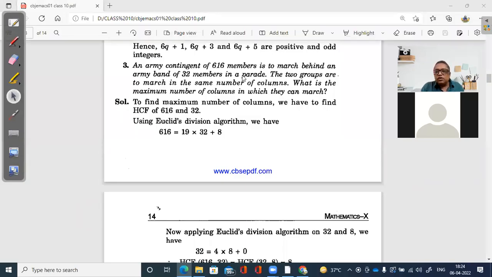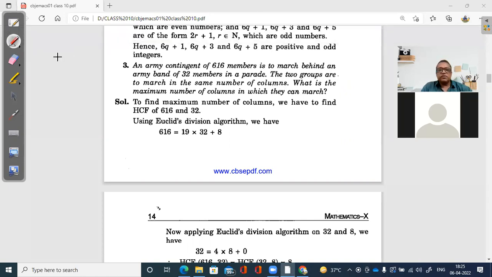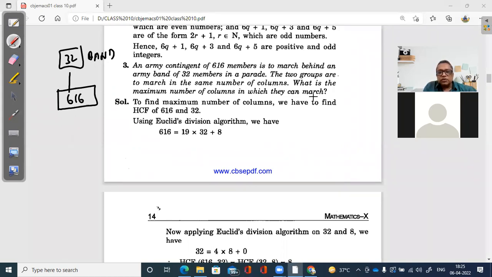An army contingent of 616 members is to march behind an army band of 32 members in a parade. Now, what is happening? There are originally 32 people in the band, and 616 people are following them. The question is, the two groups are to march in the same number of columns. What is the maximum number of columns in which they can march?